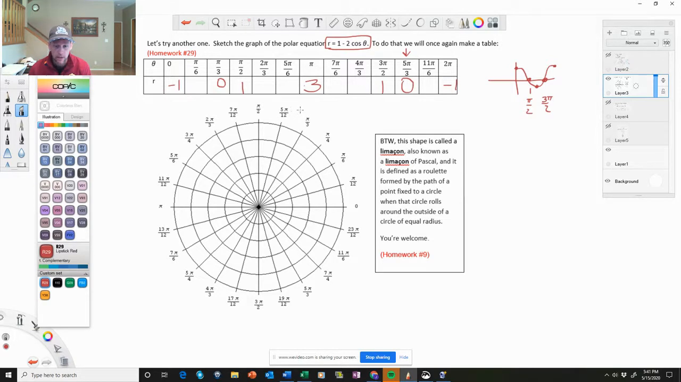Oh, yeah. Where is it negative half? So it's negative half right here at 2 pi over 3, aka 120 degrees. And if I plug in -1/2, this will give me 2 there and also 2 there.